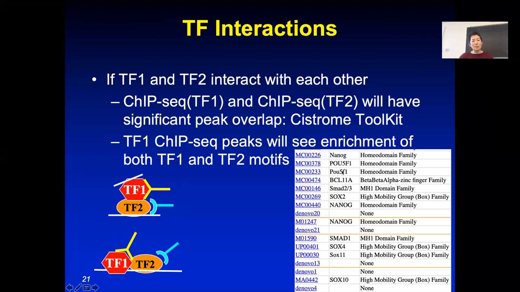And another one is called POU5F1. This is also called OCT4. That's another very important transcription factor that is very well known to interact with Nanog and SOX2. These three work together to regulate a lot of important stem cell genes. And so you can use motifs as a quality control. You can also use them to find what this factor is interacting with. And this is a standard analysis for all ChIP-seq. After you get a peak, you do motif analysis.